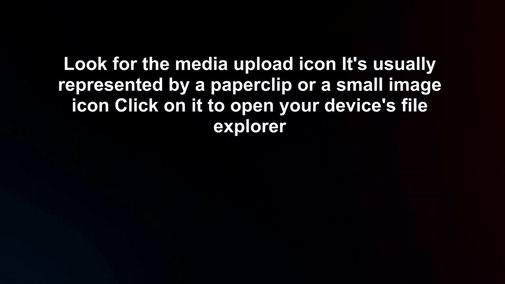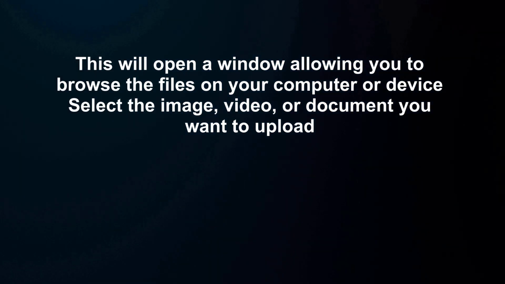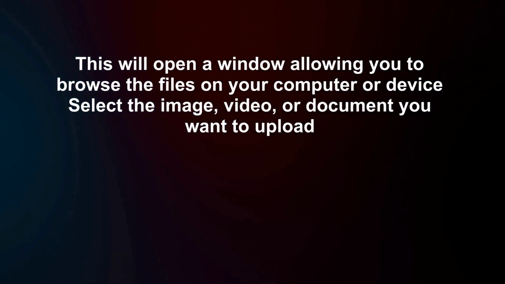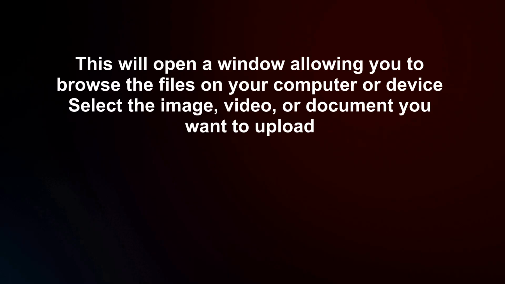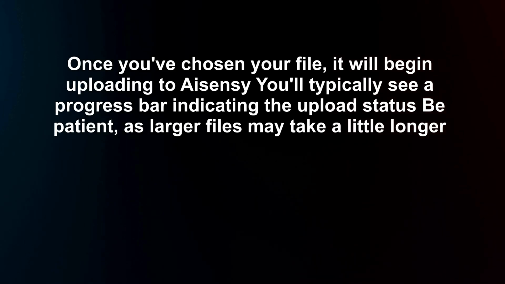Click on it to open your device's file explorer. This will open a window allowing you to browse the files on your computer or device. Select the image, video, or document you want to upload. Once you've chosen your file, it will begin uploading to Aisensy.